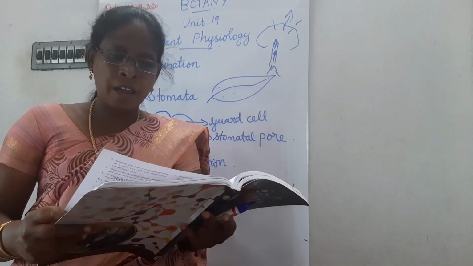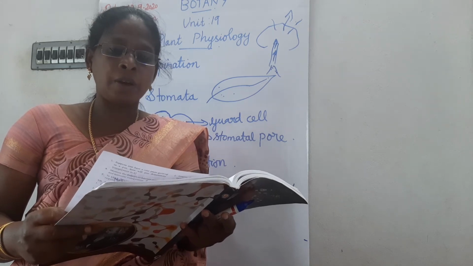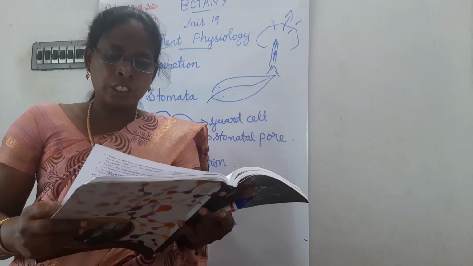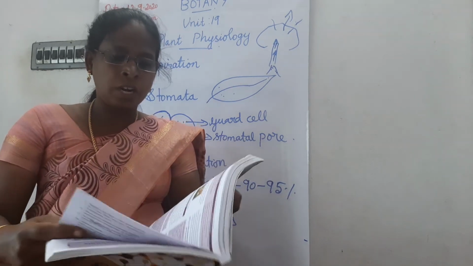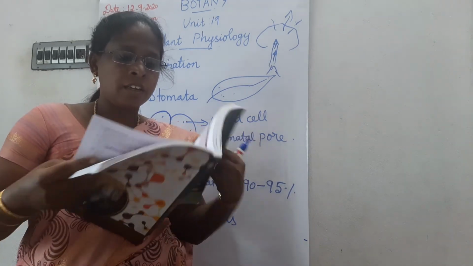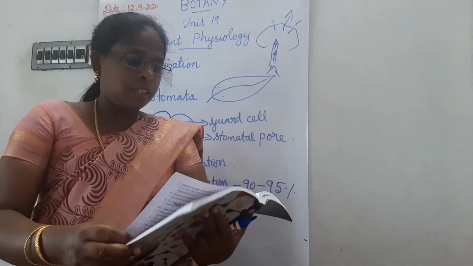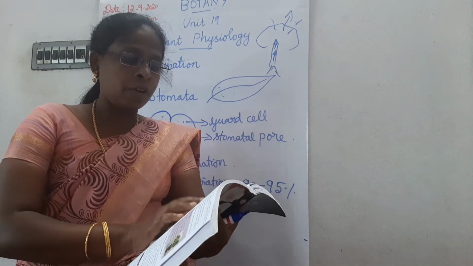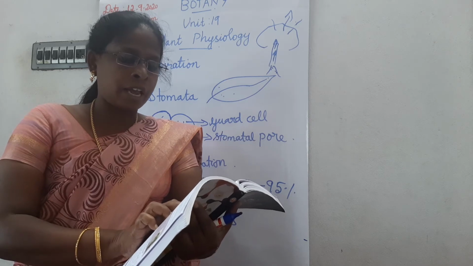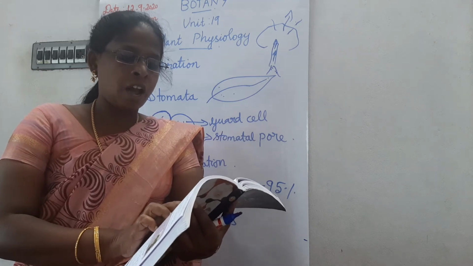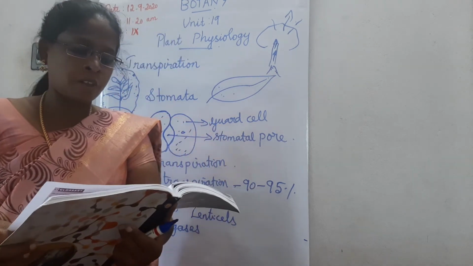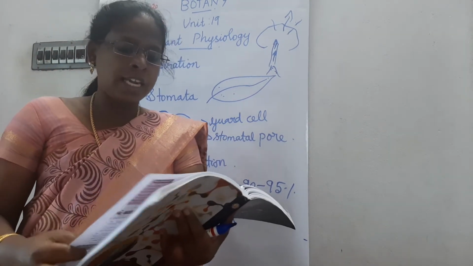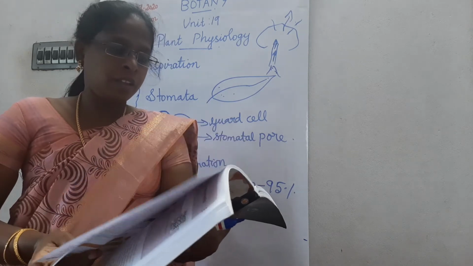Then Roman letter 5. Answer very briefly. Fifth question. Define transpiration. Take page number 229. So first, transpiration heading is there, no? Under that, the first para, first 3 lines. The loss of water in the form of water vapor from the aerial parts of the plant body is called as transpiration. First 3 lines.